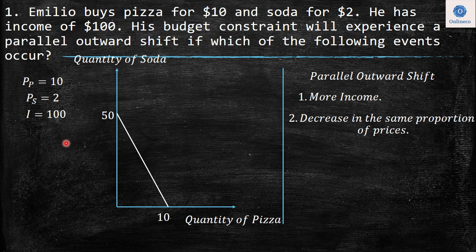The second situation could be that there is a decrease in prices in the same proportion. If that is the case, you can think, in quotation marks, that you are richer, because you have larger quantities available given the same income. So the slope remains the same and the curve shifts outward in parallel.